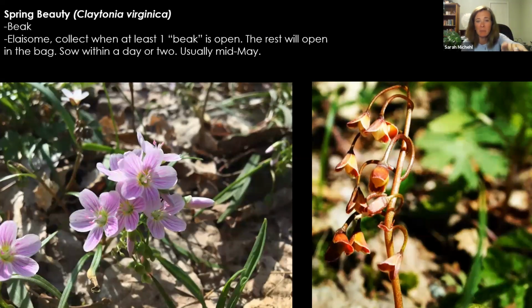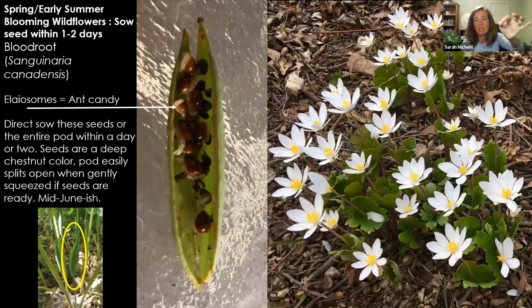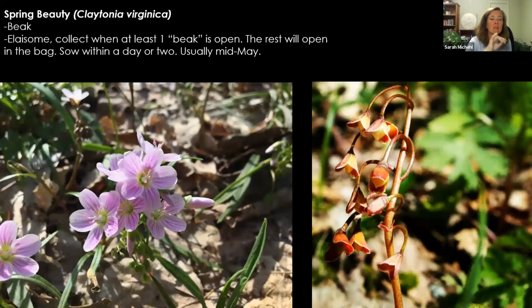So you're just looking for these pods, and when you split it a tiny bit, when you squeeze it, the seeds are going to be a dark chestnut color, and it's usually a month after those flower petals have faded away. Spring beauties, they also have a little elaiosome attached to their seed. These have a beak. See the little beak structure there? Super beautiful. So those seeds fall out when they're ready, and they have an elaiosome to encourage those ants to move them around. Okay.